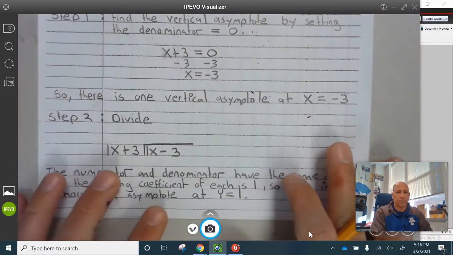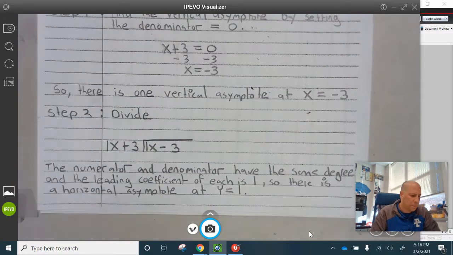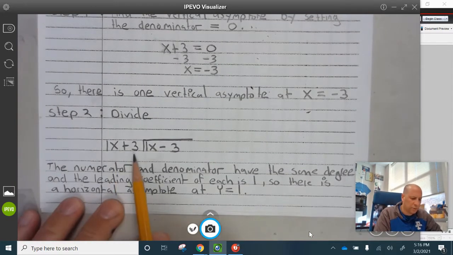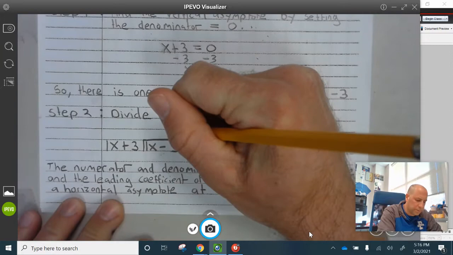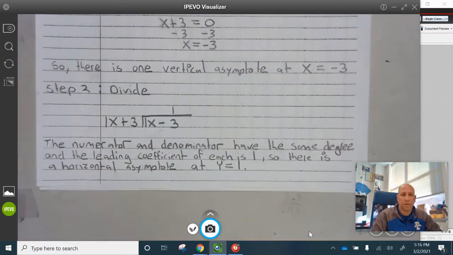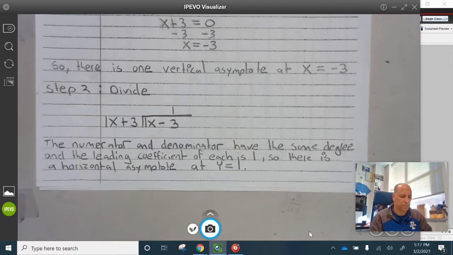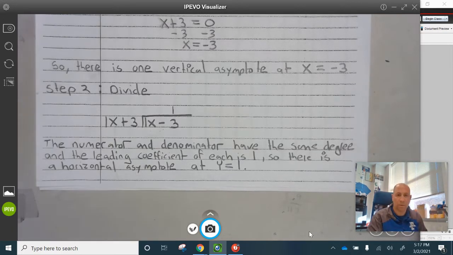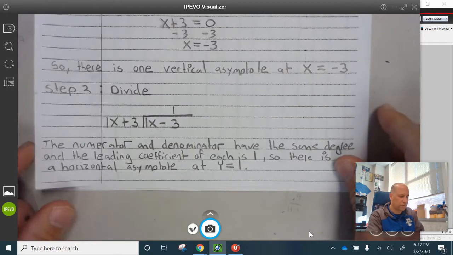Step 2, divide. When we divide x minus 3 by x plus 3, we ask ourselves, what do you multiply x by to give you x? The answer to that is 1. Since the numerator and denominator have the same degree and the leading coefficient of each is 1, there's a horizontal asymptote at y equals 1. So let's move on to the next step.